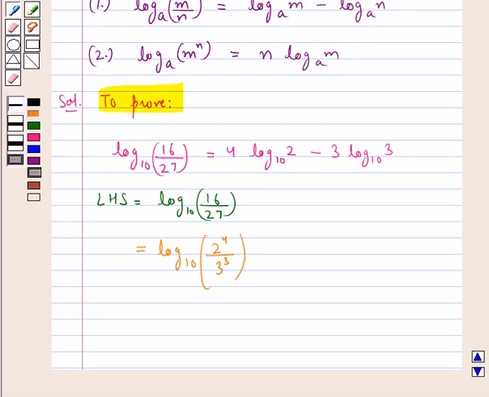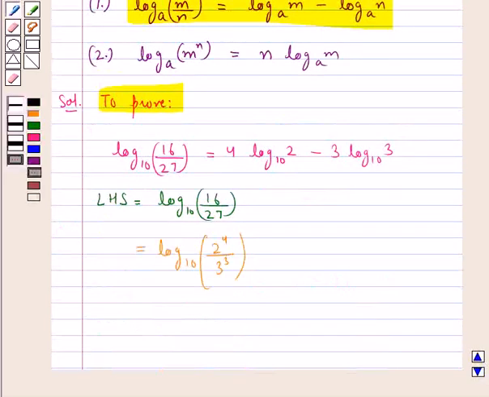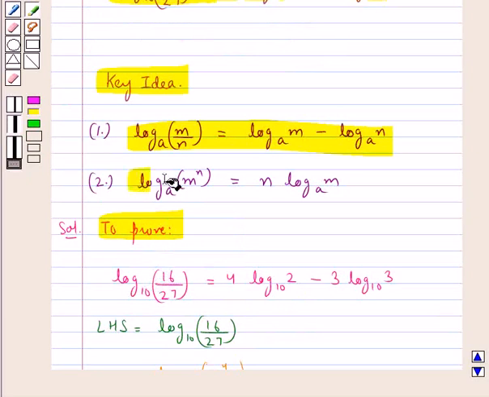Now using this law, which says log of m upon n to the base a is equal to log m to the base a minus log n to the base a, we get this is equal to log of 2 to the power 4 to the base 10 minus log of 3 to the power 3 to the base 10. Now we use this law, in which we have log of m to the power n to the base a is equal to n into log m to the base a.